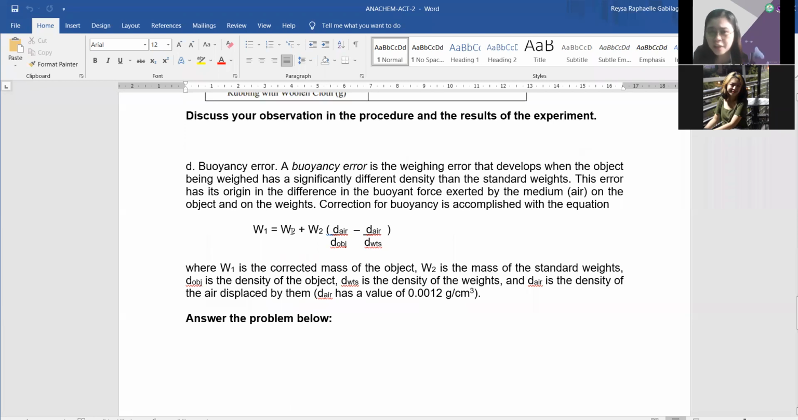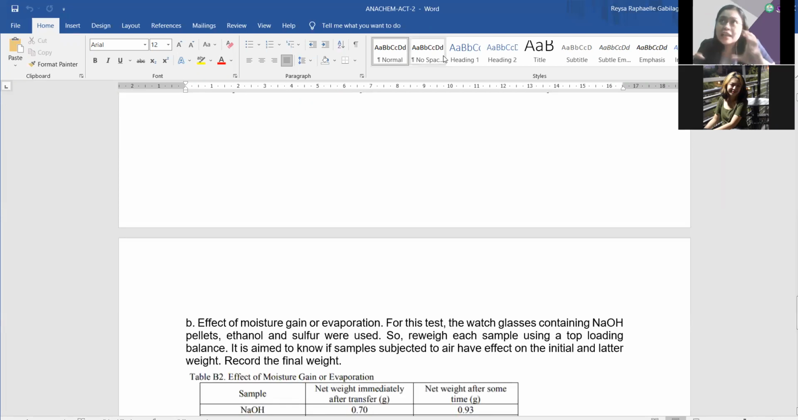Buoyancy error is another type of weighing error that is due to the difference in the density of the substance being weighed and at the same time the standard weights na ginagamit natin. Yung analytical balance kasi, meron yan siyang certain weights sa loob.